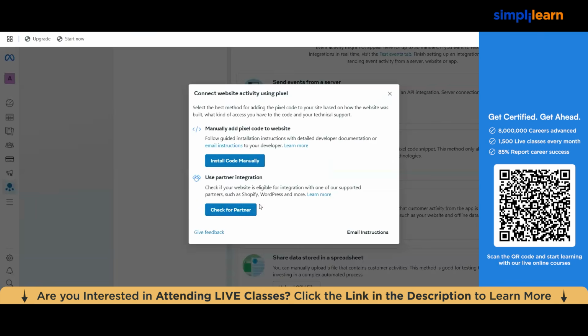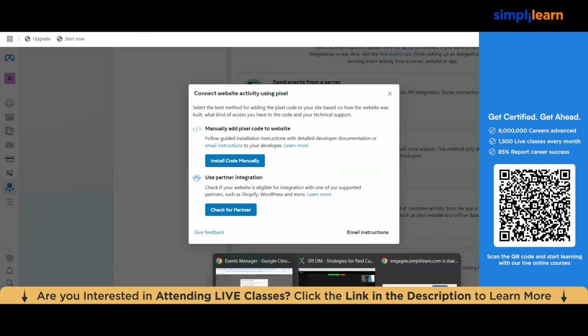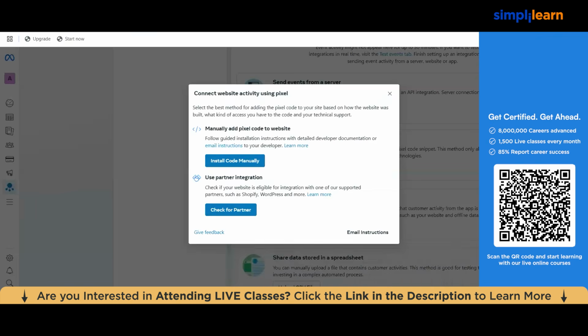One is that you can check a partner, so partners like Shopify and WordPress. If you have a paid platform like Shopify or WordPress, you can directly link it with this. You can see Use partner integration. If you have a paid platform whose code aligns with Meta, you can just click on that, provide the details, and the integration will happen seamlessly without doing it manually. We do not have a paid version of WordPress for how we made the website. So in that case you can also set the code manually. Both ways are possible, automatically and manually.